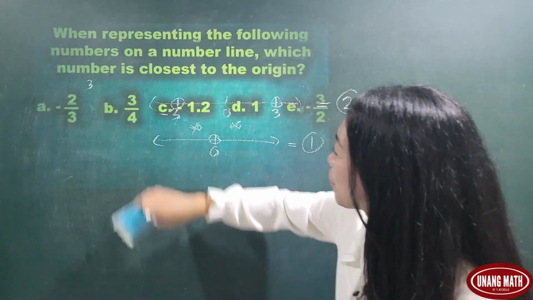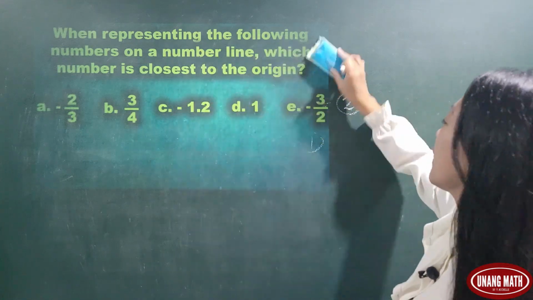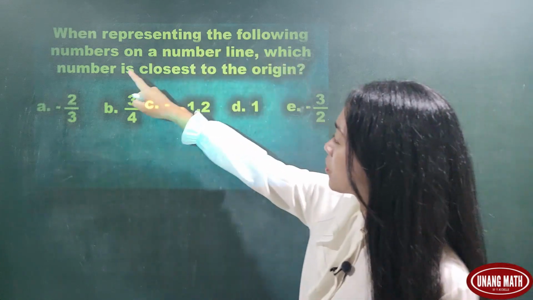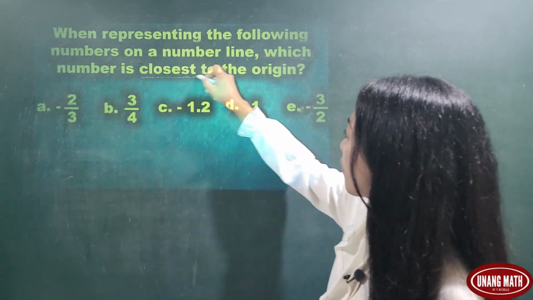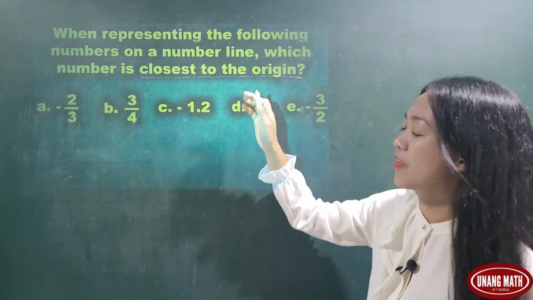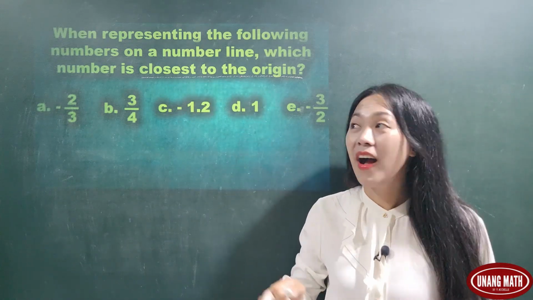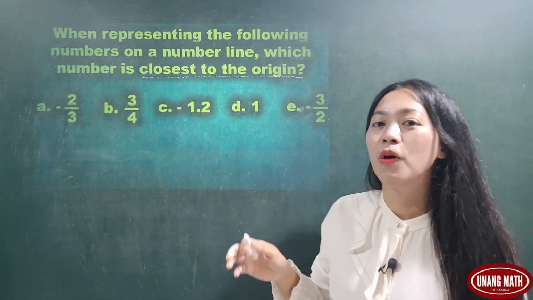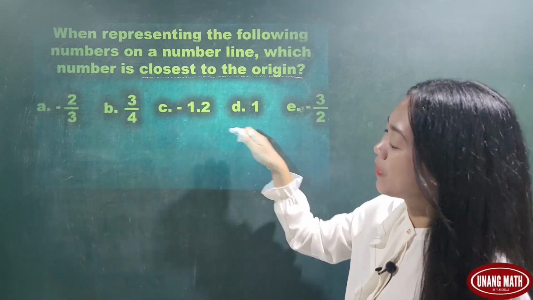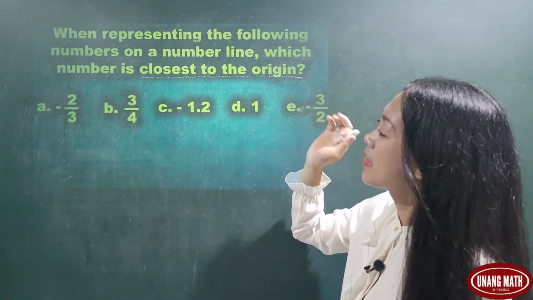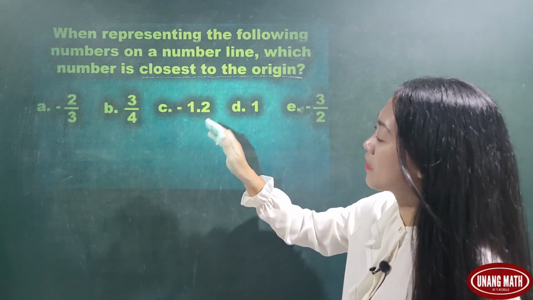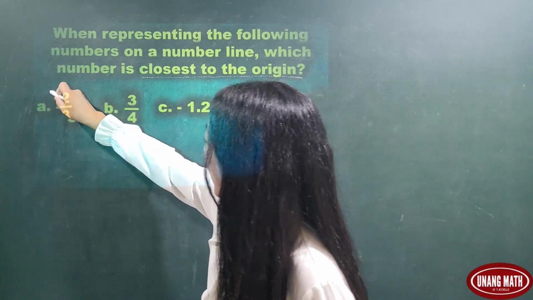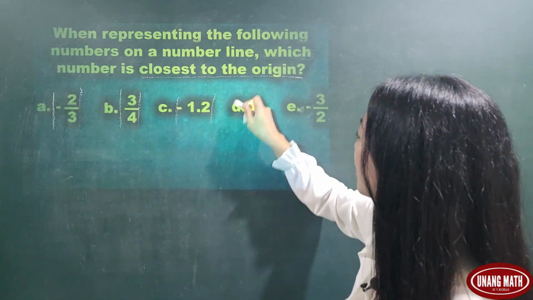Okay, this time let's answer the following problems. The first problem is, when representing the following numbers on a number line, which number is closest to the origin? When we say closest to the origin, it means nearest to the center. Or we can say we will get the smallest absolute value. We'll find the number that has the smallest absolute value. So get the absolute value of each number.